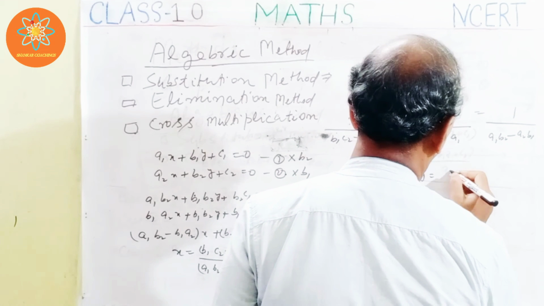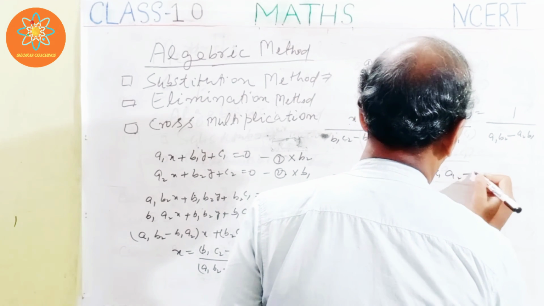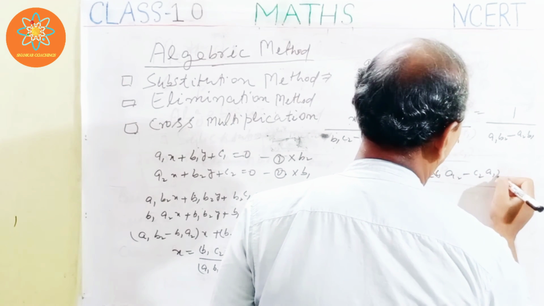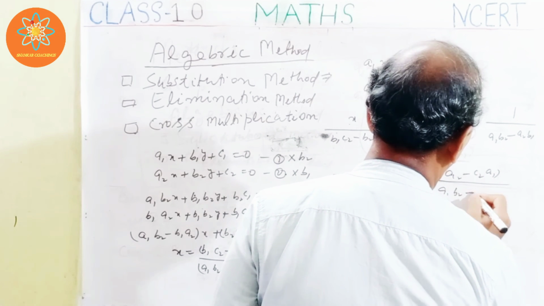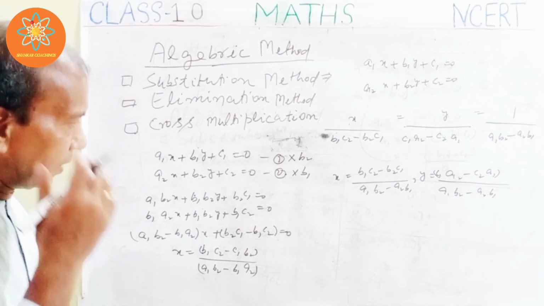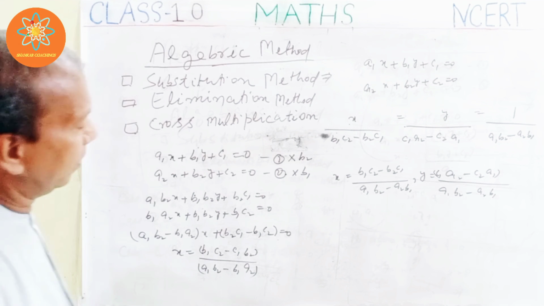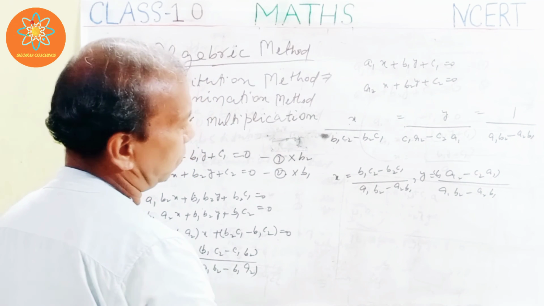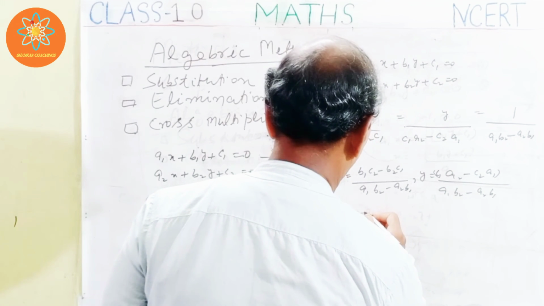This is your c1 a2 minus c2 a1, divided by a1 b2 minus a2 b1. So this is the value of x and y. Now in this case, let's suppose this portion is going to be equal to 0. So how much will be here? So this is your a1.